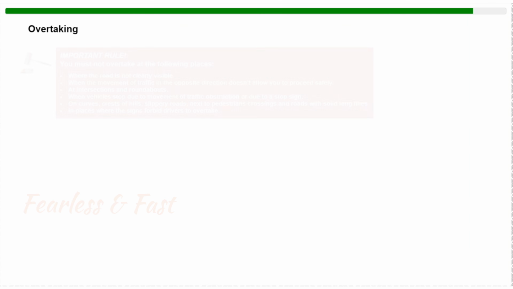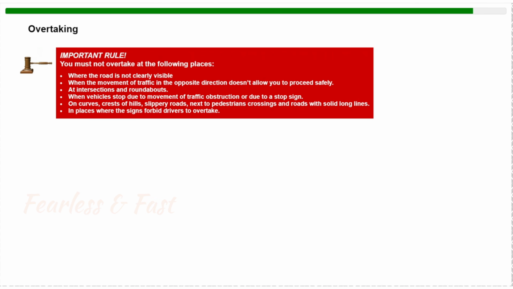Important rule. You must not overtake at the following places. Where the road is not clearly visible. When the movement of traffic in the opposite direction doesn't allow you to proceed safely. At intersections and roundabouts. When vehicles stop due to movement of traffic obstruction or due to a stop sign. On curves, crests of hills, slippery roads, next to pedestrian crossings and roads with solid long lines. In places where the signs forbid drivers to overtake.